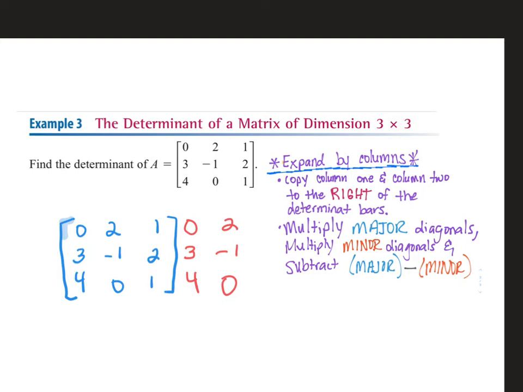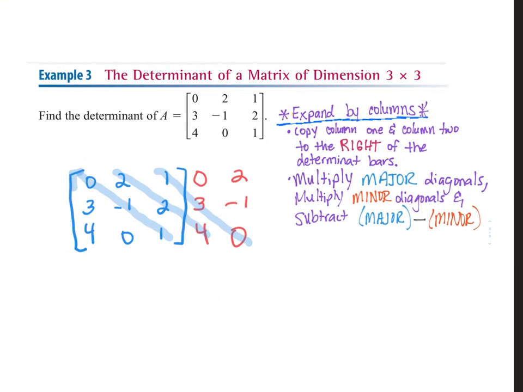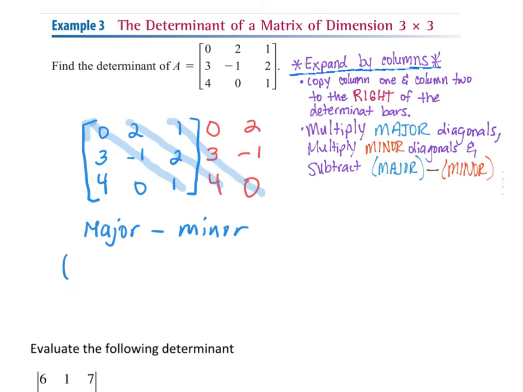Okay, so now I'm going to take the 3 majors. I have 1 there, 1 there, and 1 there. You guys see those that we just created? We're going to say major minus minor. We're going to multiply together. So what is 0 times -1 times 1?